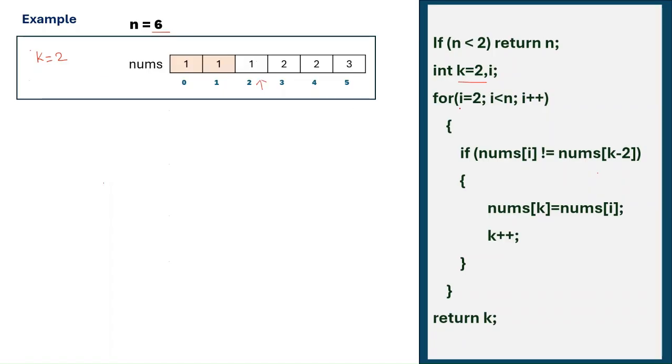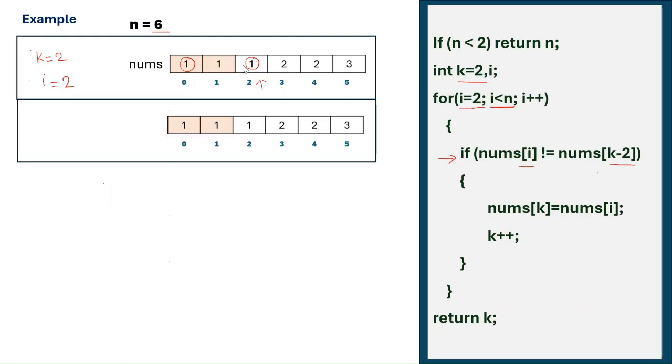Now we will go through each element of the array with the help of variable i. So we'll set i equals to 2. We will check the condition i is less than n. This condition is true. Now we will check number at index i and number at index k minus 2. So i is 2, so number at index i is 1 and number at index k minus 2, that is number at index 0. Both the numbers are different. If numbers are different, it means it is not a valid number. This would be third plus occurrence and we will skip this number.